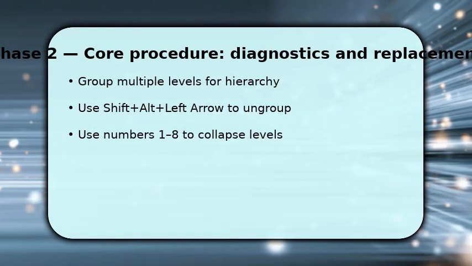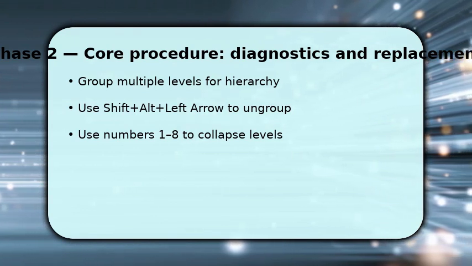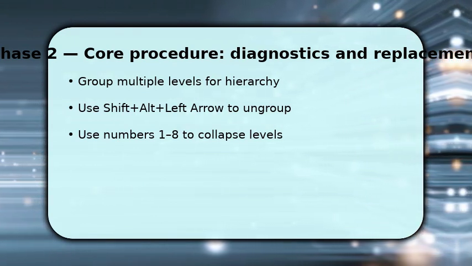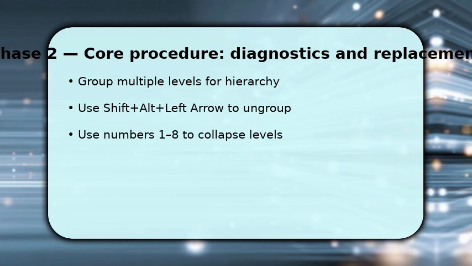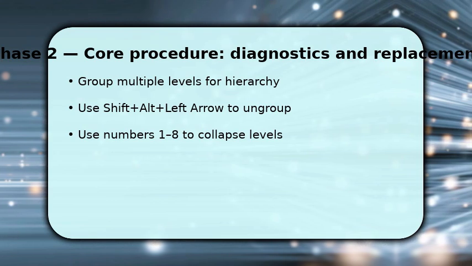Now you expand the workflow by creating nested groups to reflect hierarchy. Select the next block inside and repeat group. You can create several outline levels and use the numeric outline buttons 1 through 8 to jump between collapsed states.